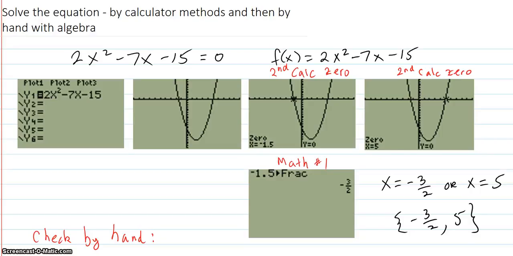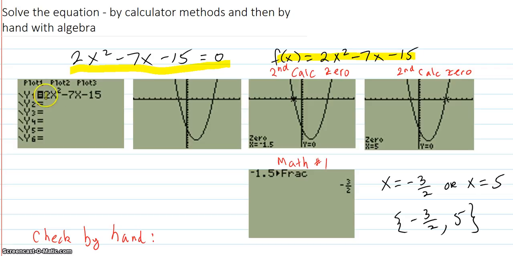Solve the equation by calculator methods and then by hand with algebra. So here is our equation, set equal to 0. It's a polynomial function. Here's the function, set equal to 0, so we're going to find the zeros of the polynomial, which are also called the roots, which is also the same thing as the x-intercepts.